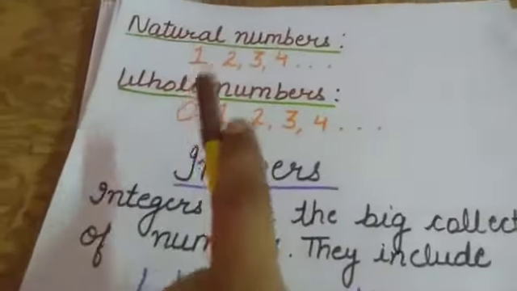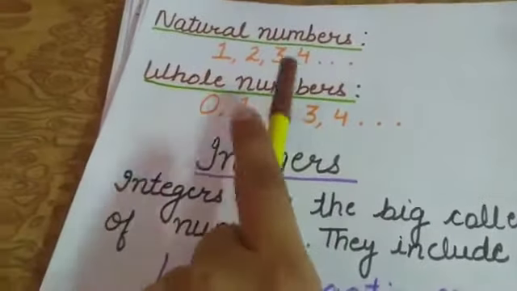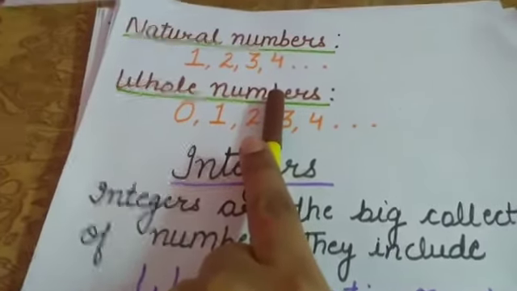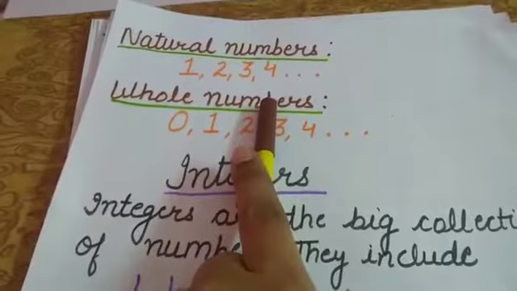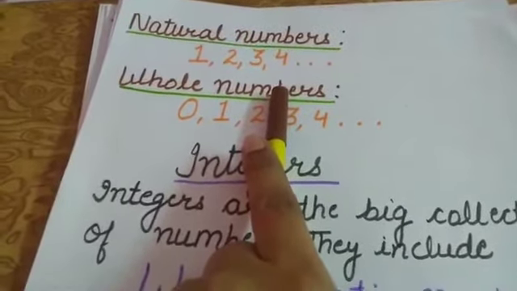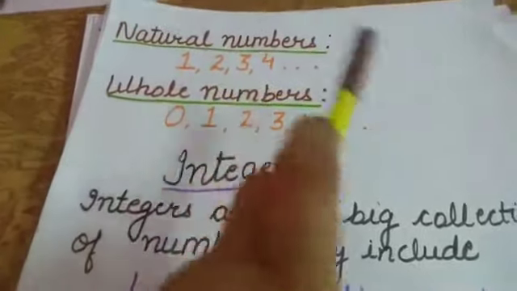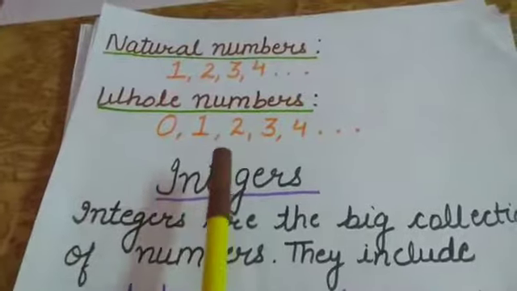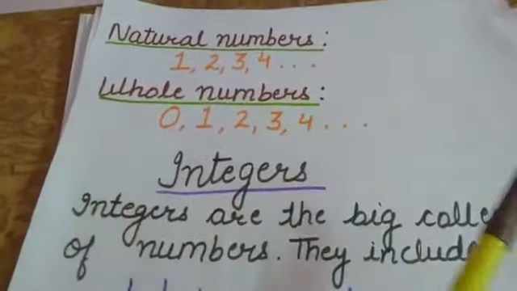So, let us start. Before going to integers, let me tell you about natural numbers. The series 1, 2, 3, 4 and so on are known as natural numbers. Suppose we have to count something. In that case, we will use these natural numbers. So these are also known as counting numbers. Whole numbers, this is the set including natural numbers with 0. This is the whole number.